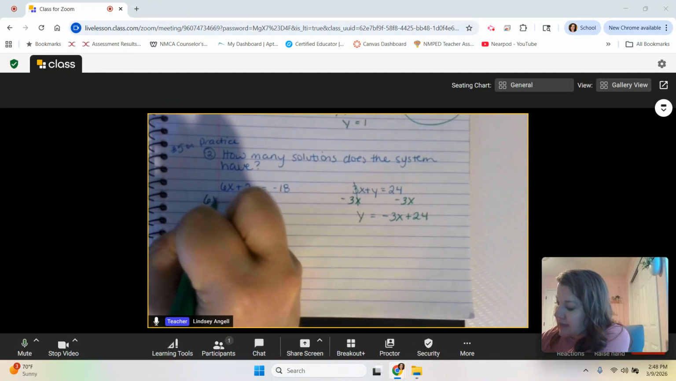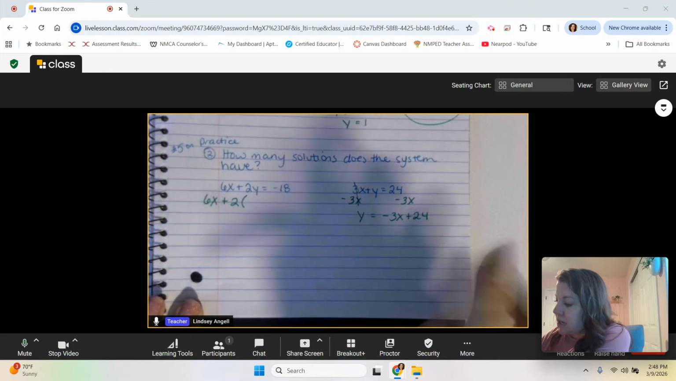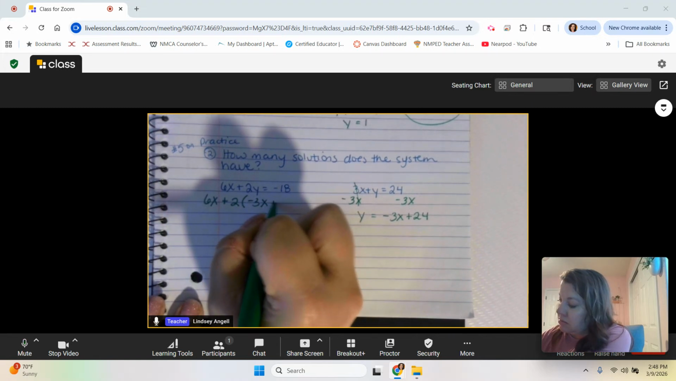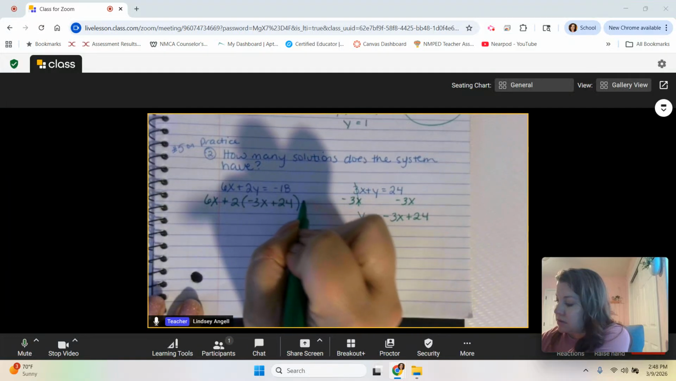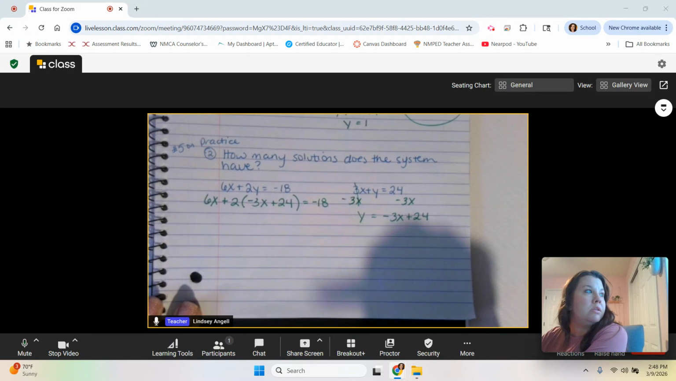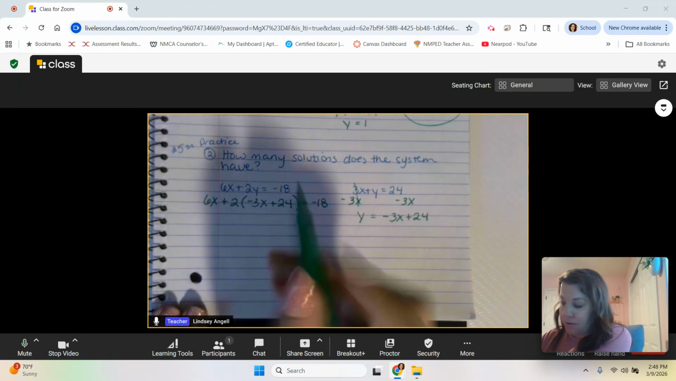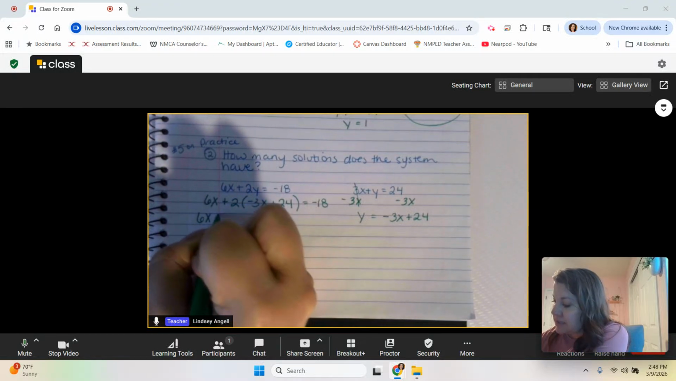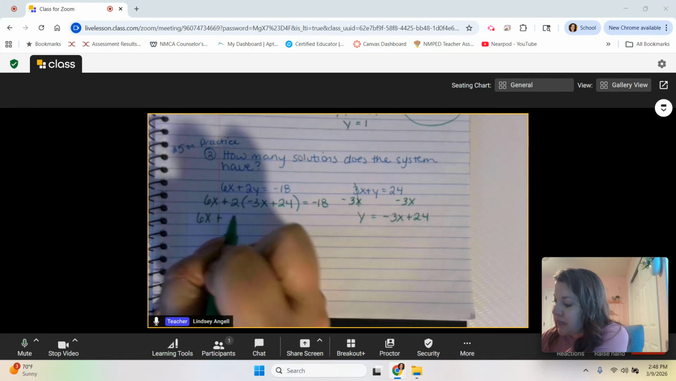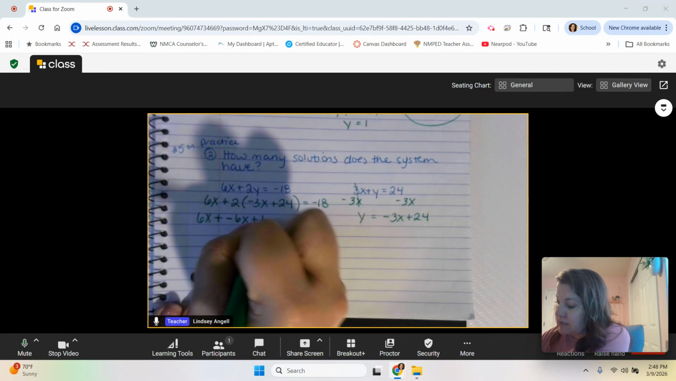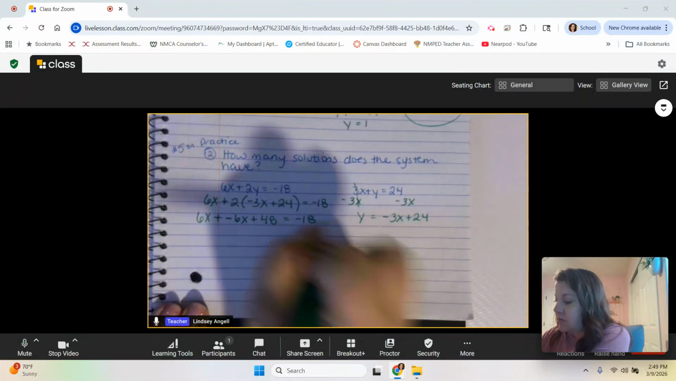So with that, I'm going to do that now. Let's see, we've got 6x plus 2 times, and I'm going to plug this whole thing in, negative 3x plus 24 equals negative 18. Yes, it is supposed to be negative. I'm going to distribute that 2 inside my parentheses. So 6x plus 2 times negative 3x gives me negative 6x, and then positive 2 times 24 gives me positive 48 equals negative 18.